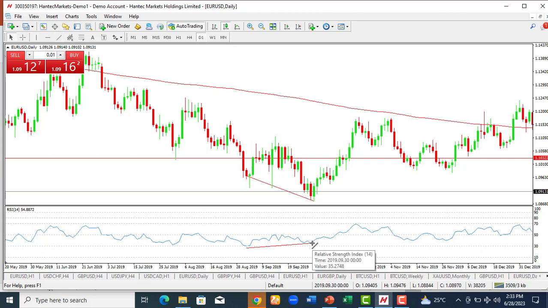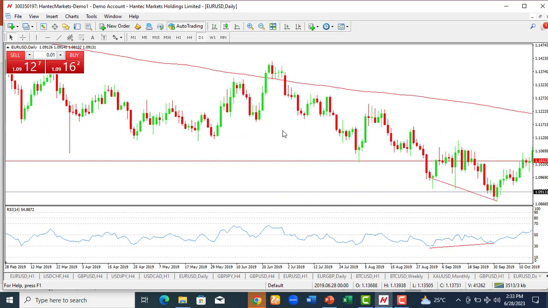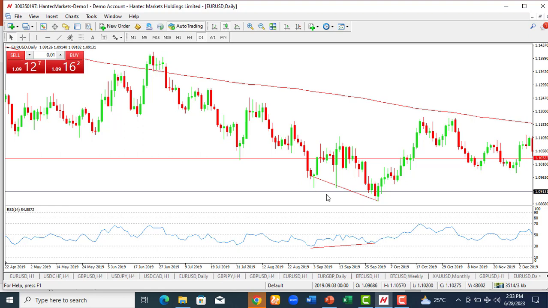We actually passed it. We measured it and passed it to this other place, but I had to come back to show us. You can see price making lower lows: high, low, lower high, lower low, lower high, lower low. So price is making lower lows, oscillator making higher lows. So that is it for this particular type.